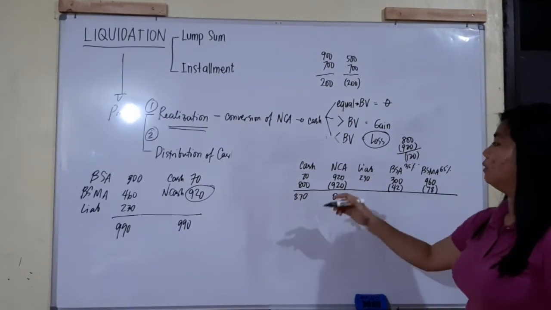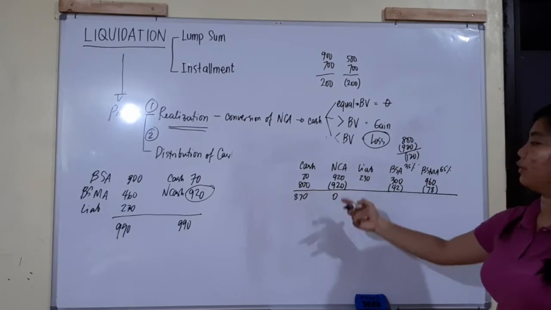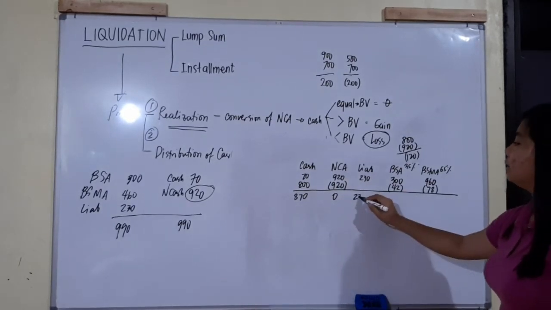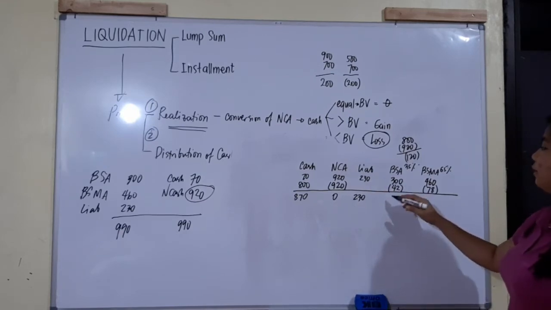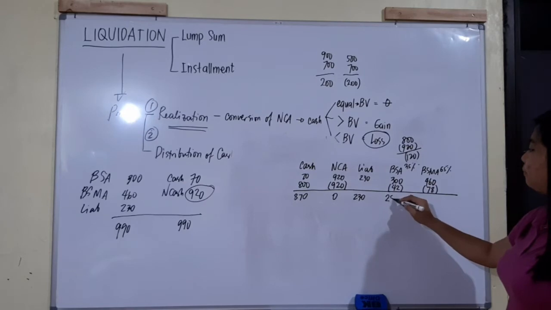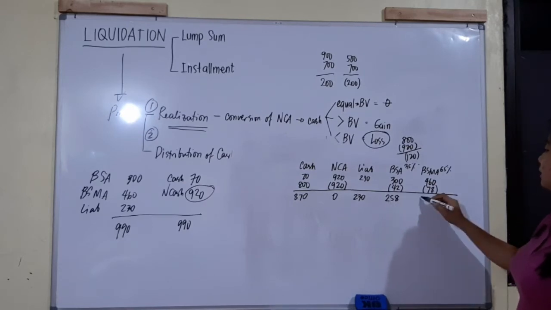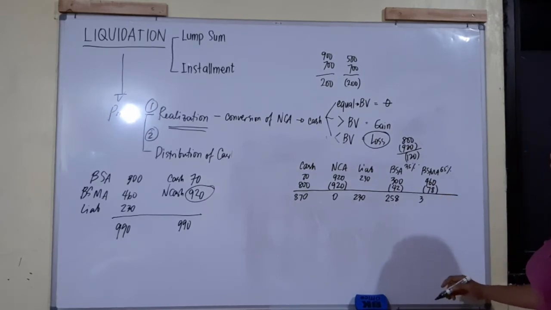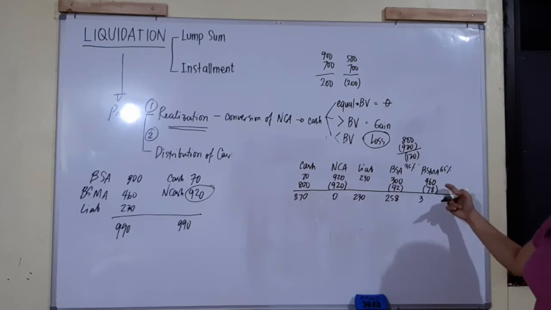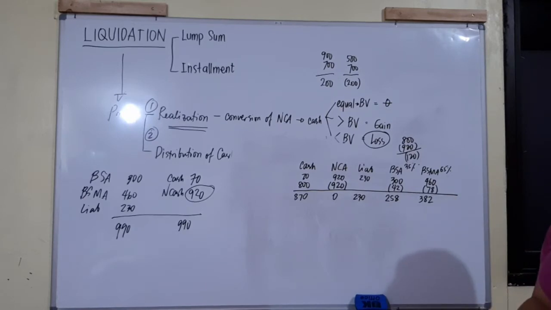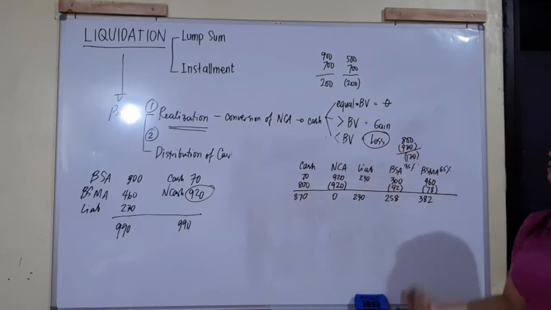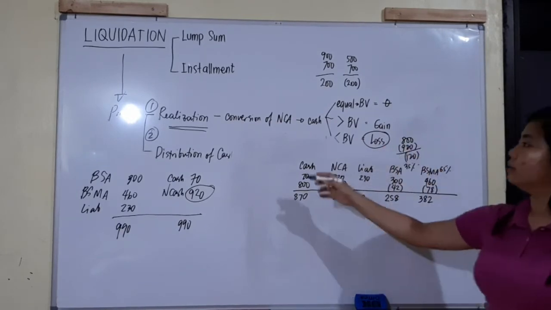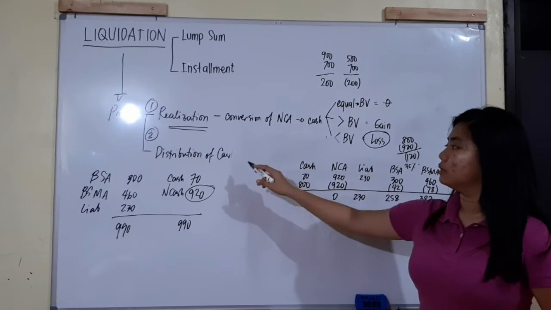You will now have zero balance for your non-cash assets. Your liability is still 230, you haven't paid anything yet. Nasa step 1 pa lang tayo. This is 258. And this is 300. Magkano to? 400 minus 18. So, 382. Okay. So, done with the realization and the distribution of gains and losses. Gains or losses, no? Now, let's go to step 2.